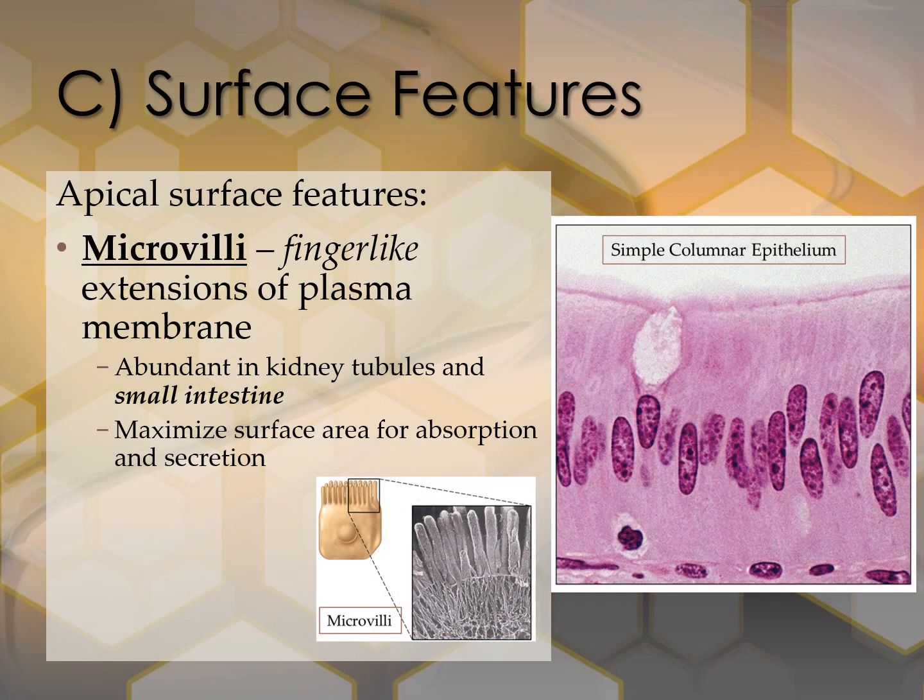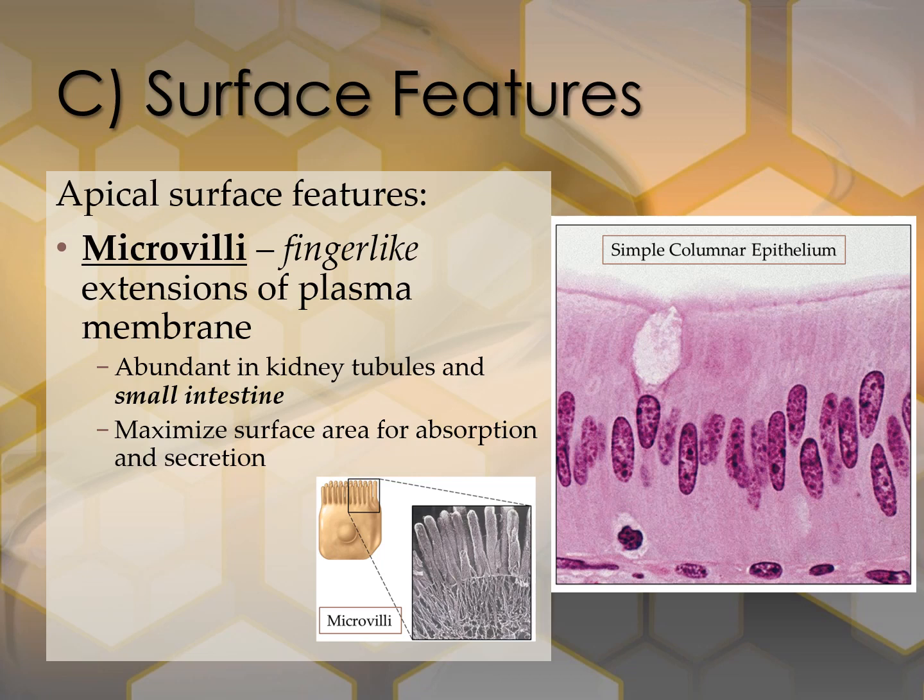So now we talked about the sides, the lateral surfaces, the bottom or the basal surface, and now we're going to talk about the superficial surface or the apical surface. So what are some special features about this apical surface? Well, we said that they can have little projections coming off the tops of the cells. So we have a couple different types of projections. And the first type is microvilli.